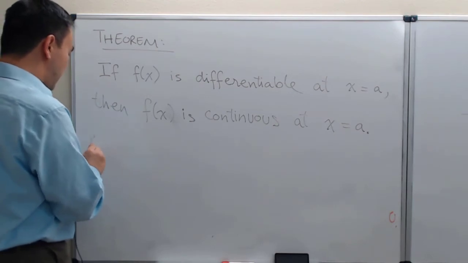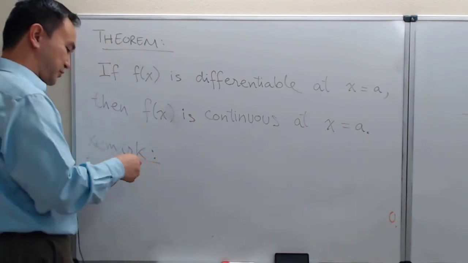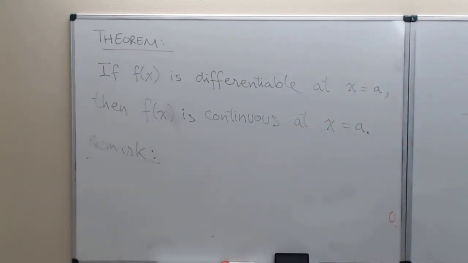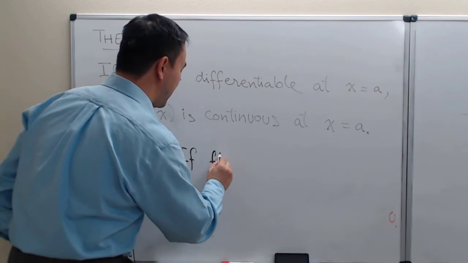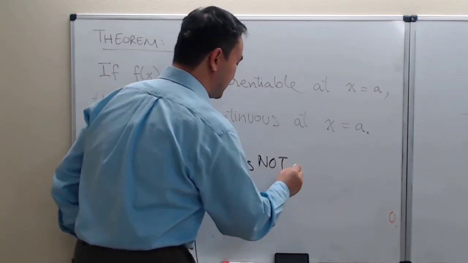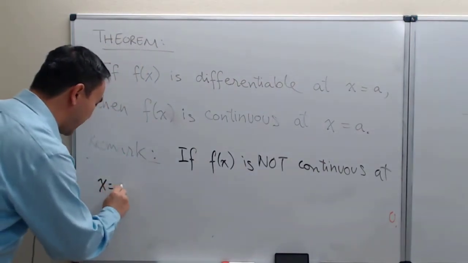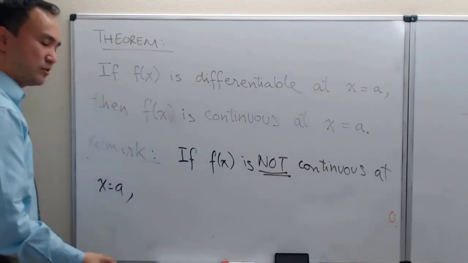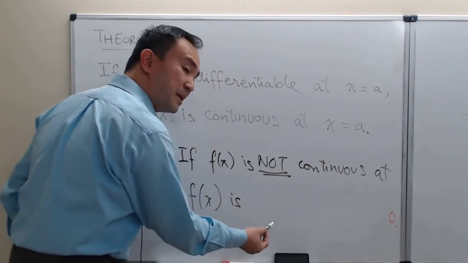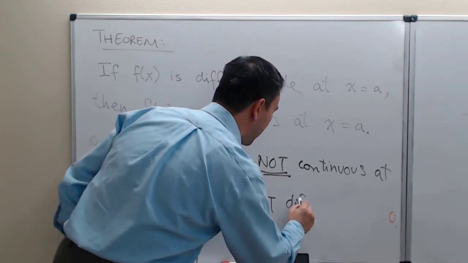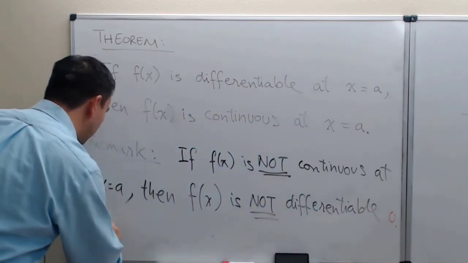This also means, as a remark, and let me switch to a different marker: if for any reason we can prove that f of x is not continuous at x equals a, then it can be concluded that f of x is not differentiable at x equals a.